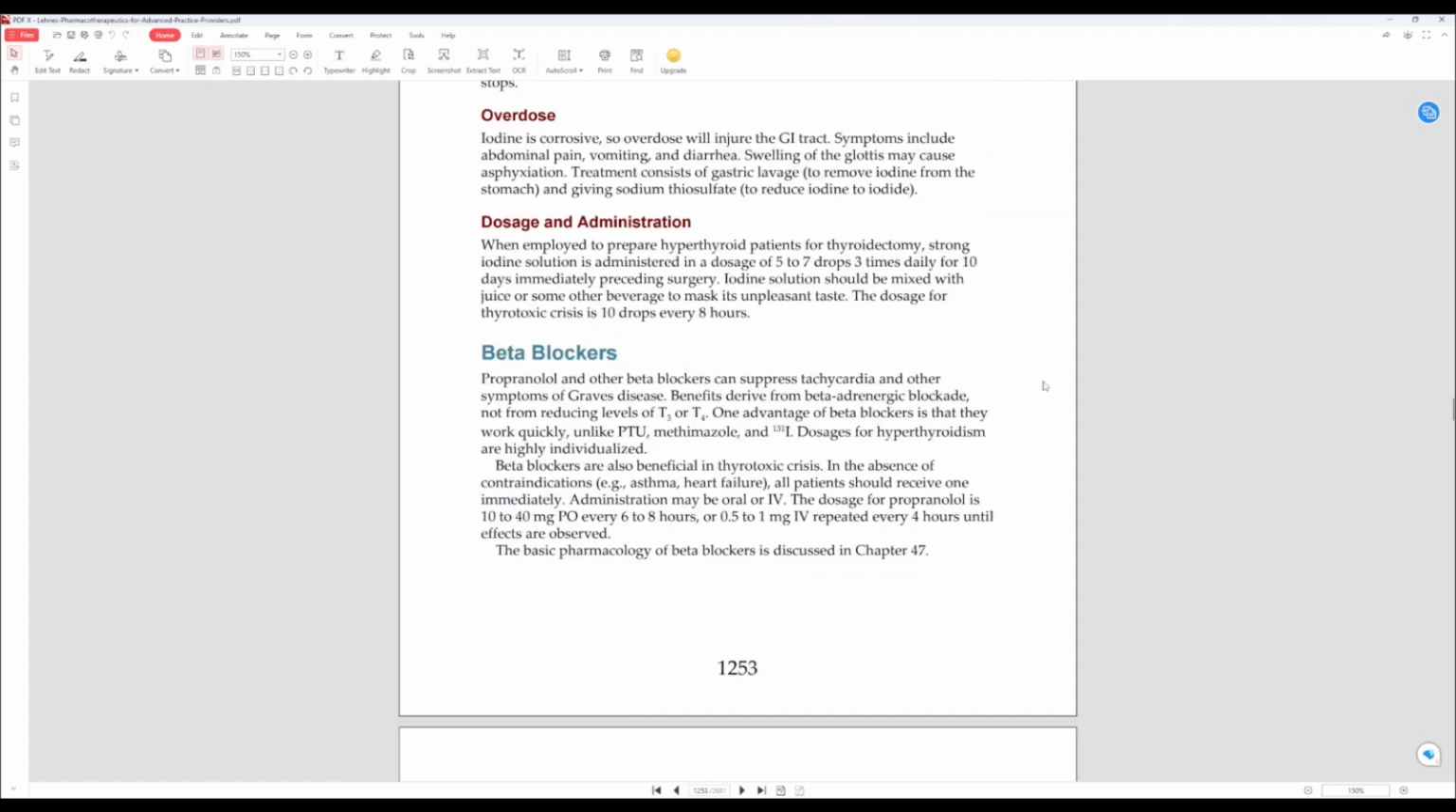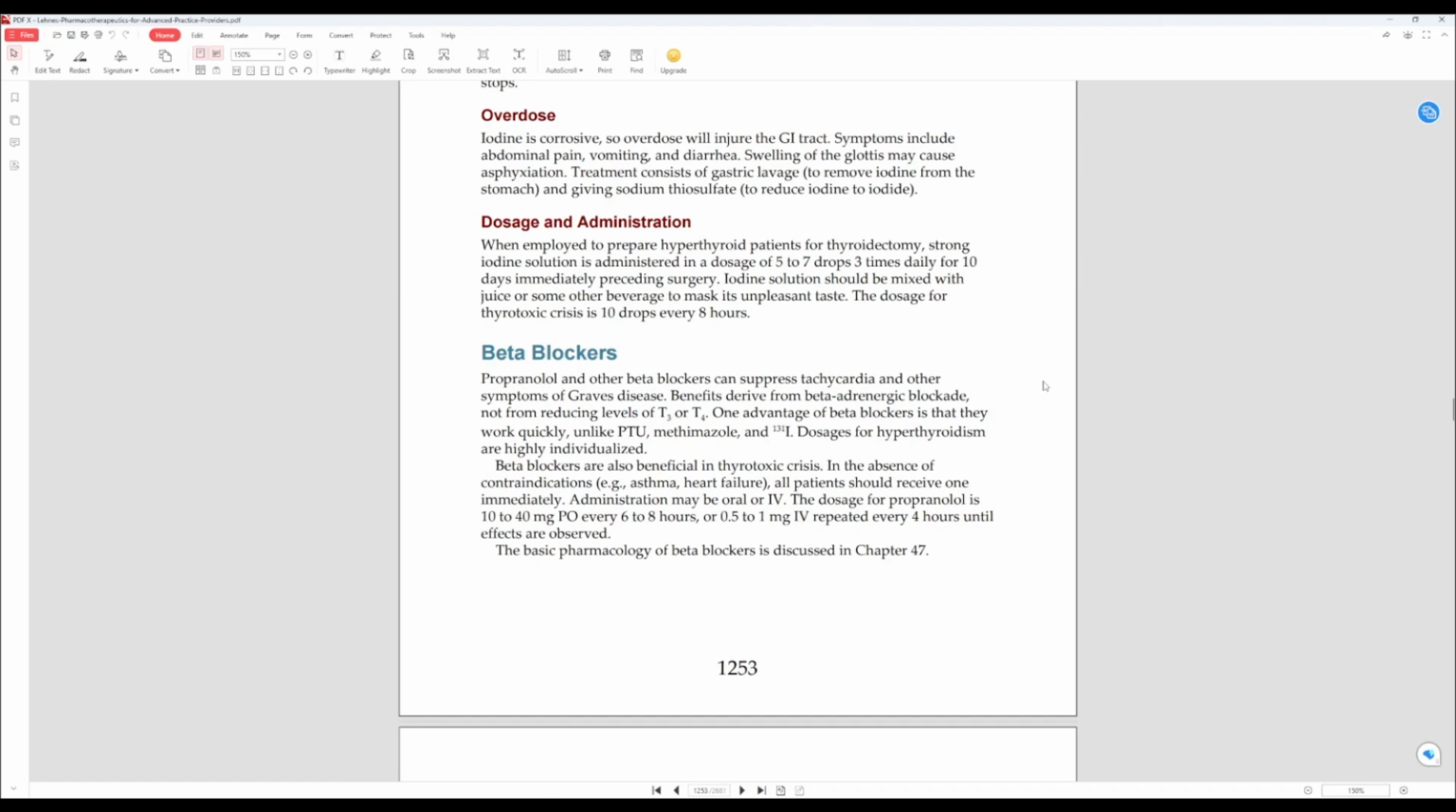You can actually overdose on iodine, which is a corrosive. So, overdose will injure your GI tract. So, the signs and symptoms of an overdose obviously will include GI symptoms: abdominal pain, vomiting, and diarrhea. Swelling of the glottis may cause asphyxiation. Treatment consists of a gastric lavage to remove iodine from the stomach and giving sodium thiosulfate to reduce the iodine to iodide.